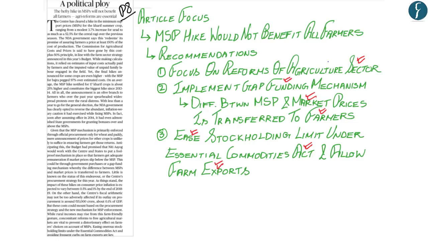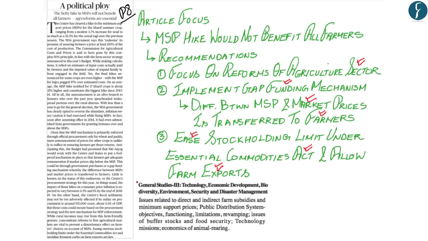Now with regards to the UPSC syllabus, this article and the explanation given in this section on how MSP would be calculated would be placed in GS Paper 3 within the section Economic Development, and more specifically issues related to direct and indirect farm subsidies and minimum support prices.